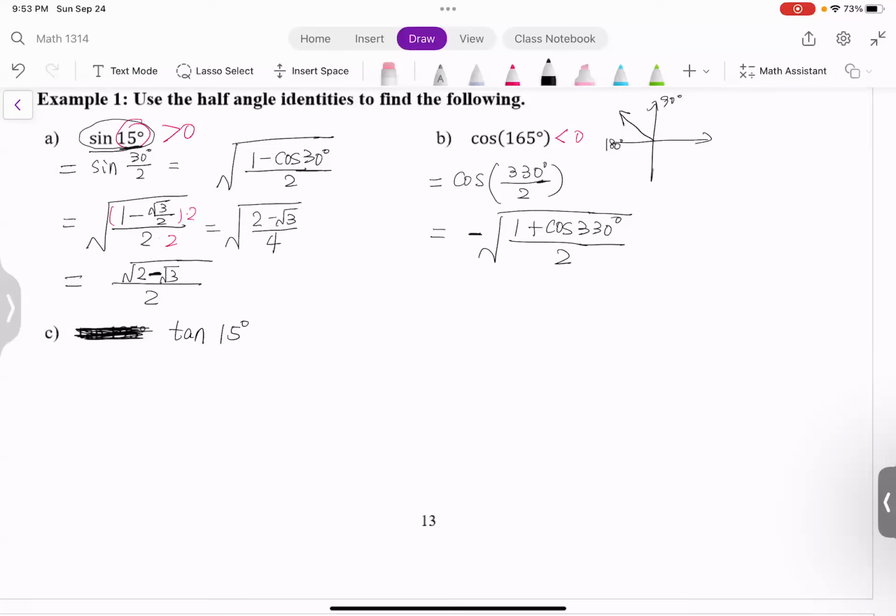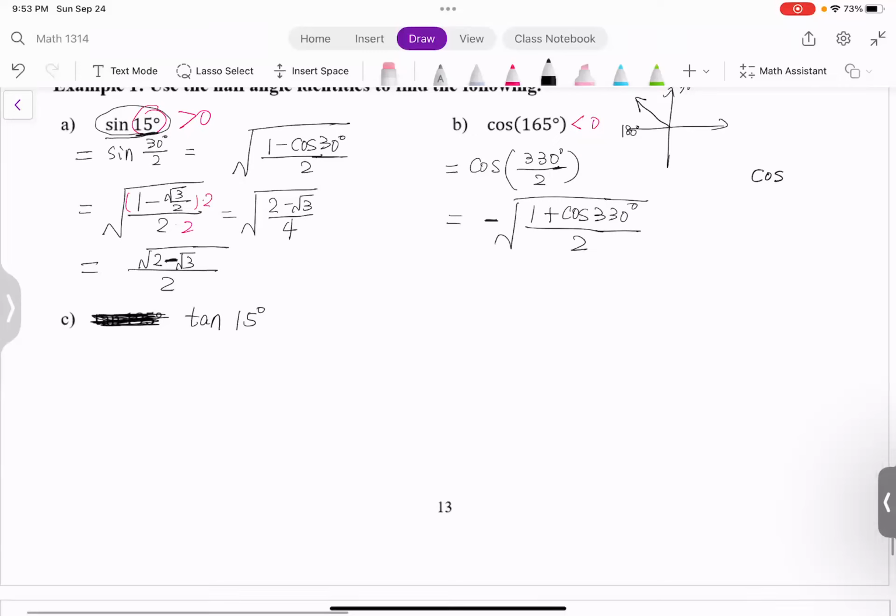And next, we need to simplify this. And tell me, what is cosine 330 degrees? In which quadrant is 330? In the fourth quadrant. In the fourth quadrant, is cosine positive or negative? ASTC, positive. So what is the reference angle? Use 360 minus 330. That's 30 degrees. So cosine 330 degrees is square root of 3 over 2.